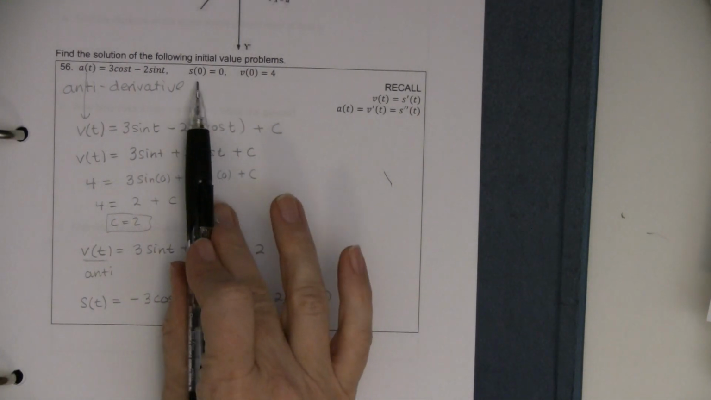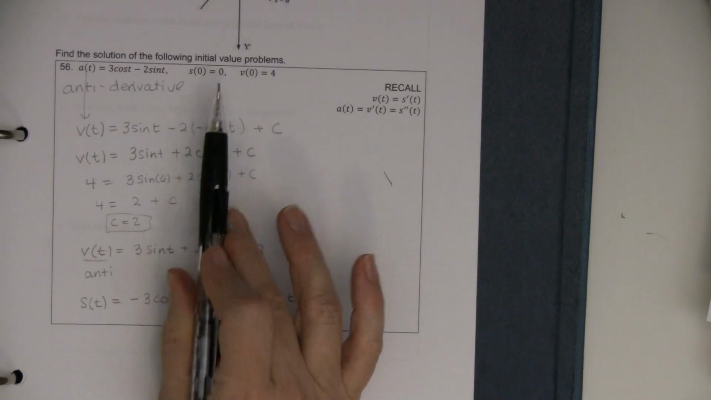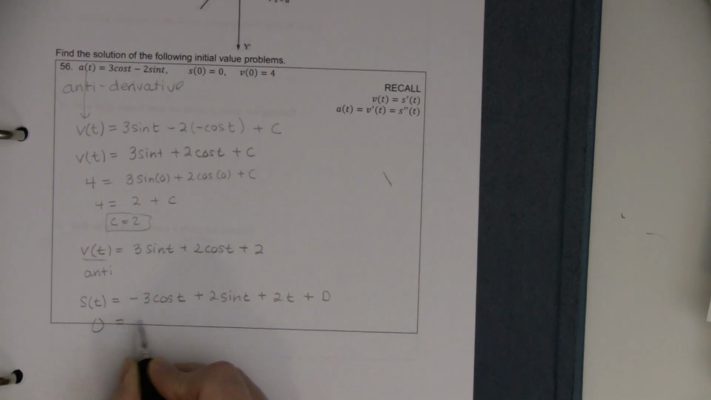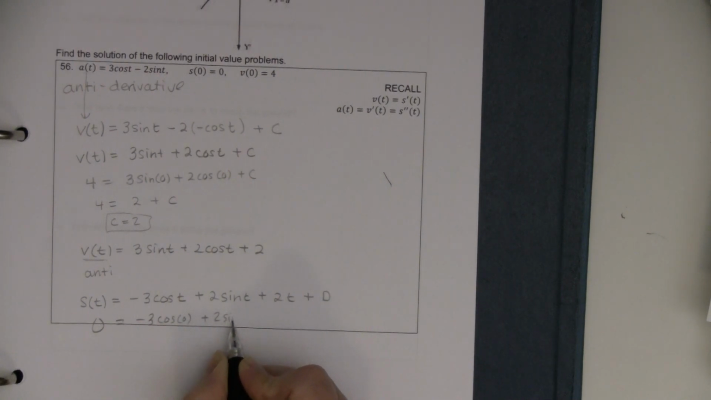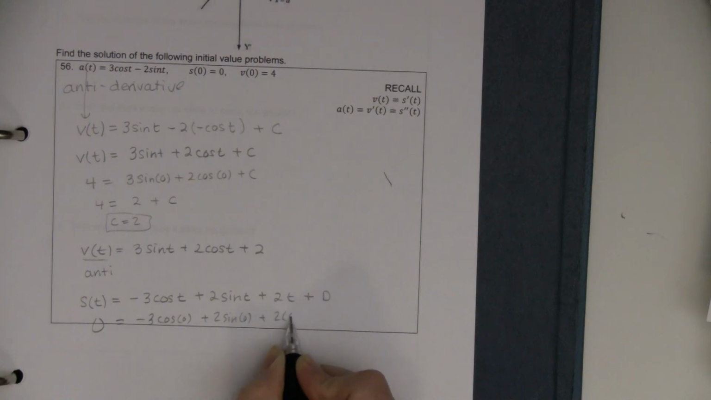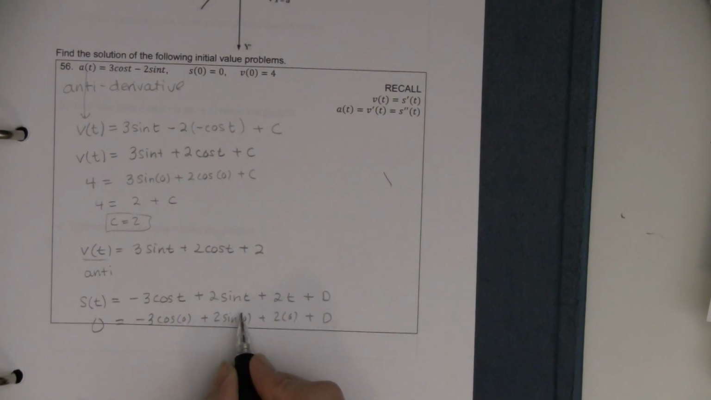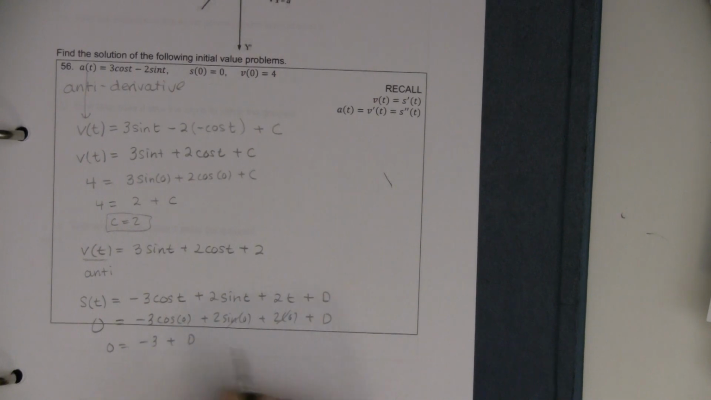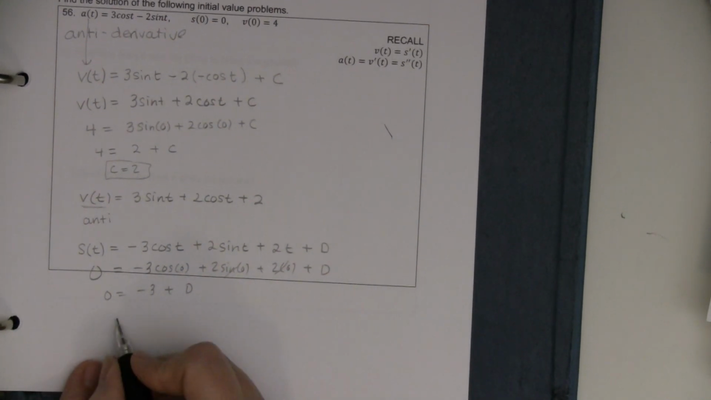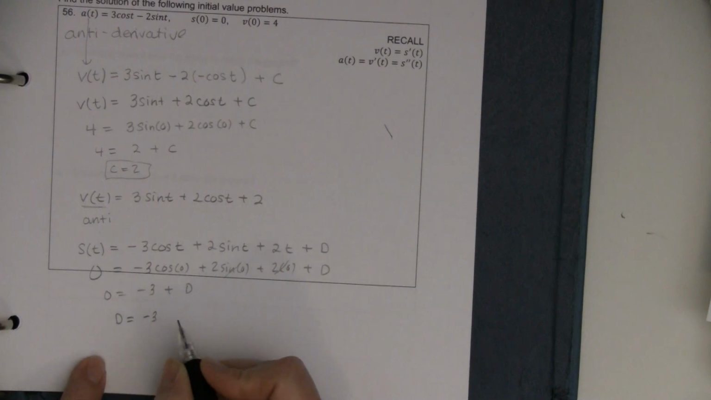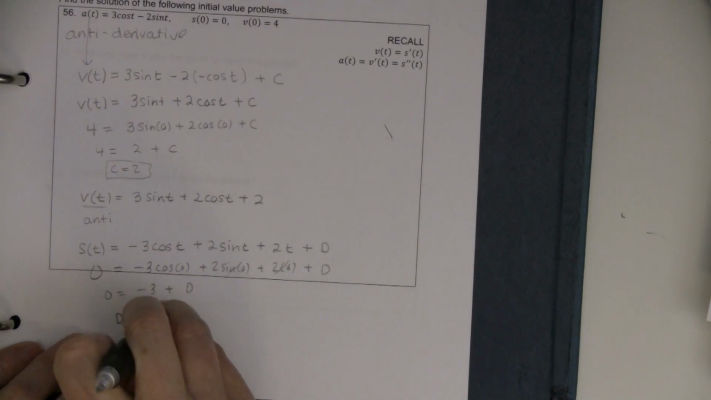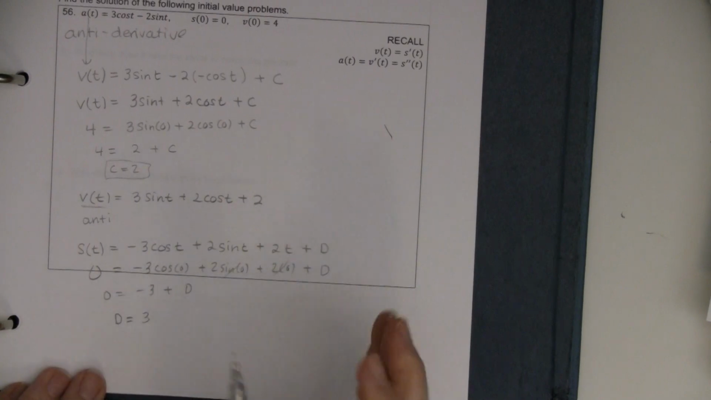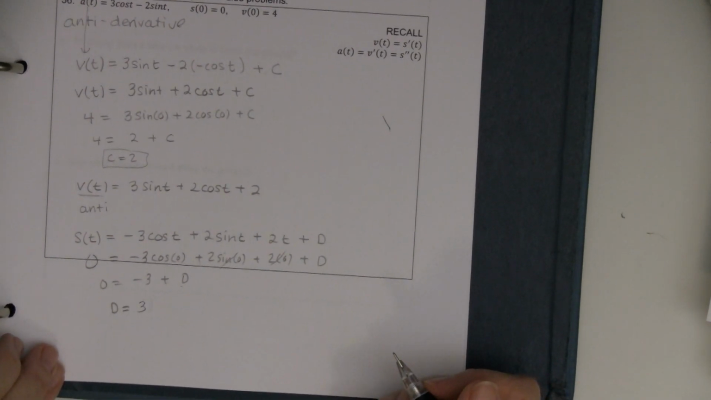They say that s at 0 equals 0, so this is 0 equals negative 3 times the cosine of 0, plus 2 times the sine of 0, plus 2 times 0, plus d. The sine term goes away and makes 0, but the cosine of 0 is 1. So this is 0 equals negative 3 plus d. And so that means that d equals negative 3. Oops, d equals positive 3. Silly me.